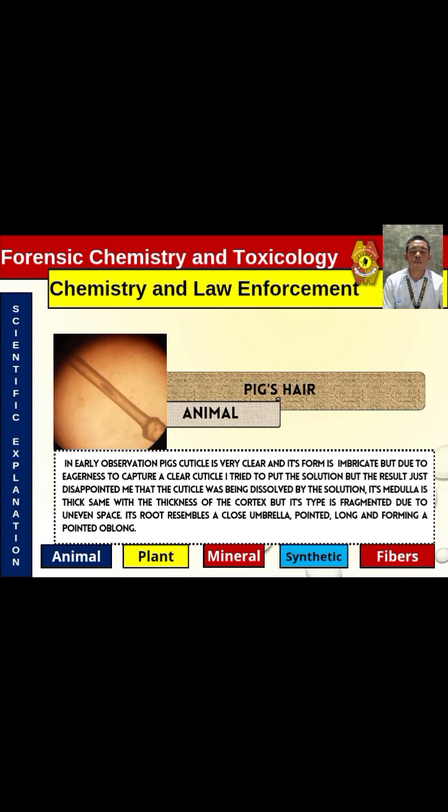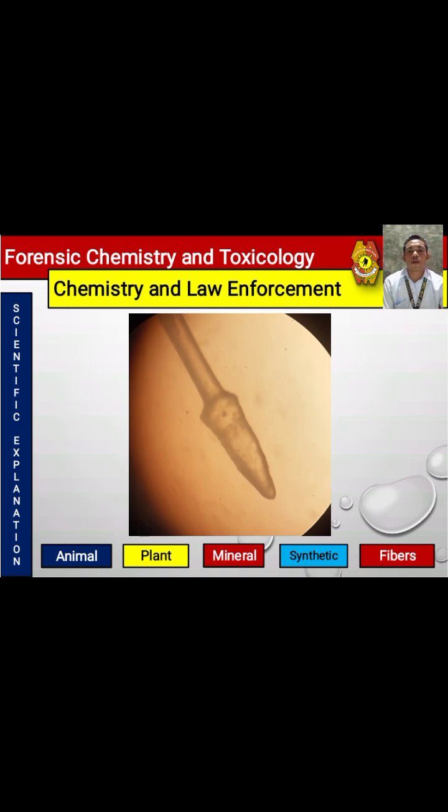Next hair sample is from a pig. In early observation, the pig's cuticle is very clear and its form is imbricate. But due to eagerness to capture a clear cuticle, I tried to put the solution, and the result disappointed me, as the cuticle was dissolved by the solution. Its medulla is thick, the same as the thickness of the cortex, but its type is fragmented due to the uneven space. Its root resembles a closed umbrella, pointed, long, and forming a pointed oblong.